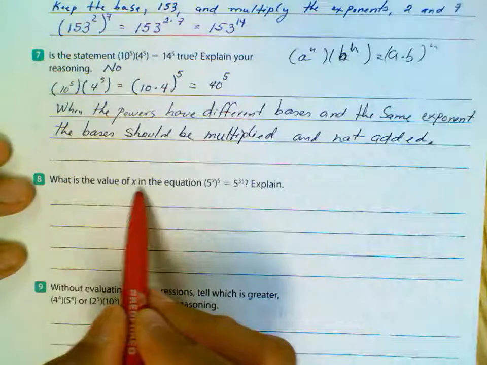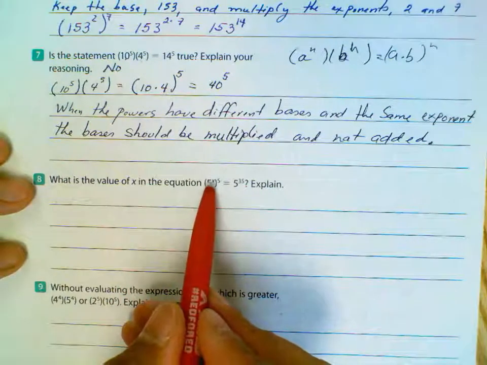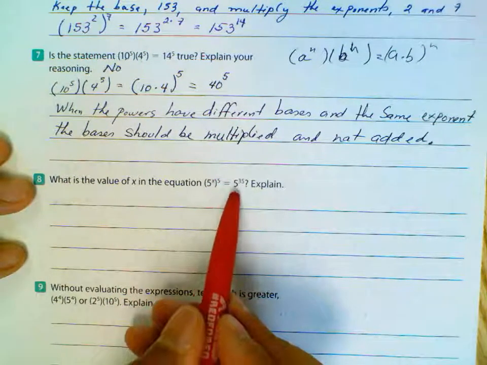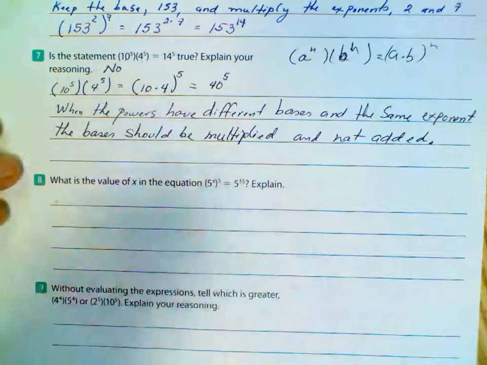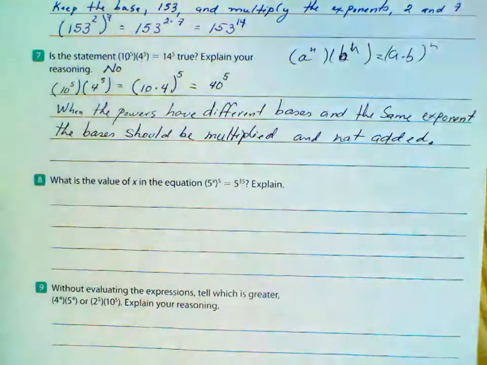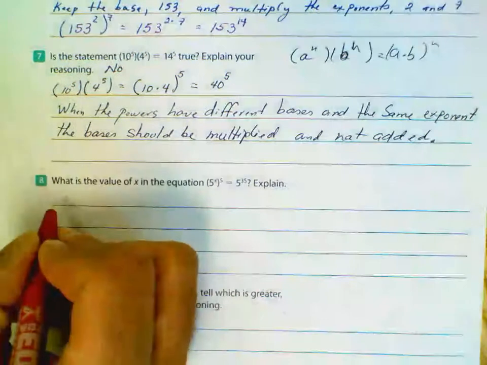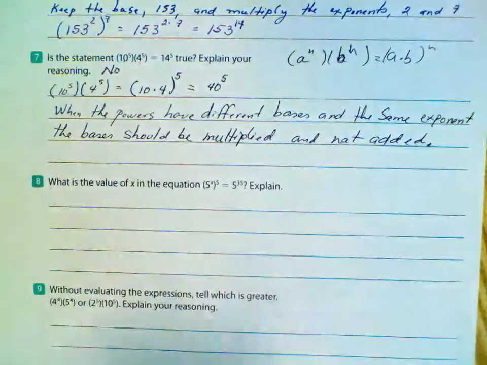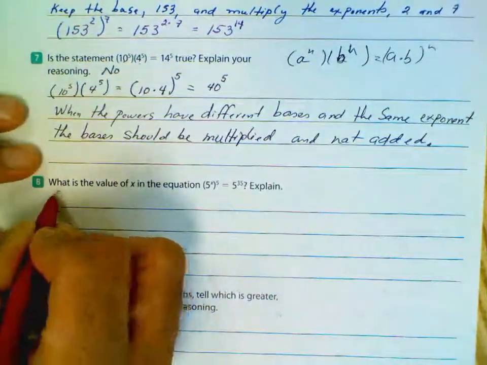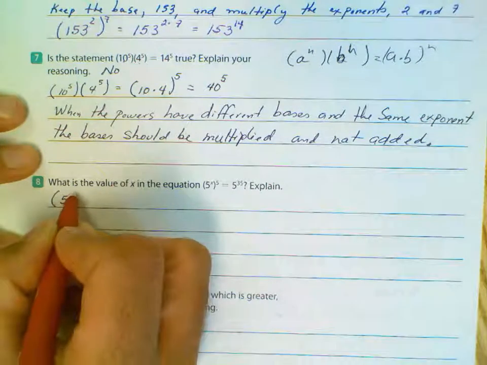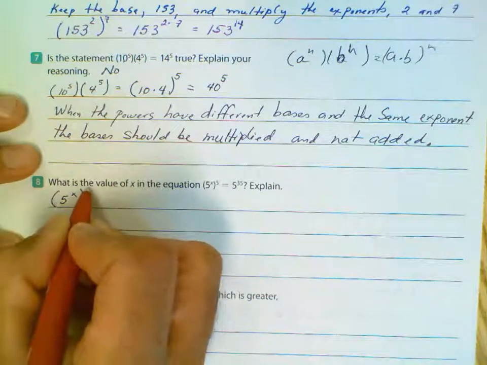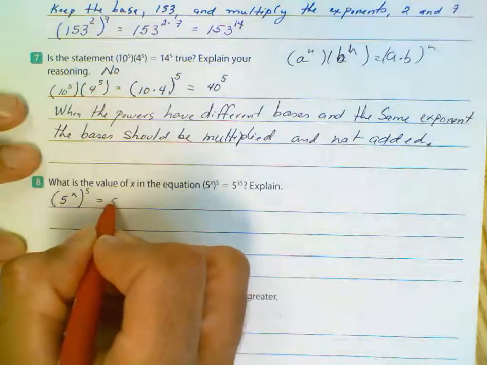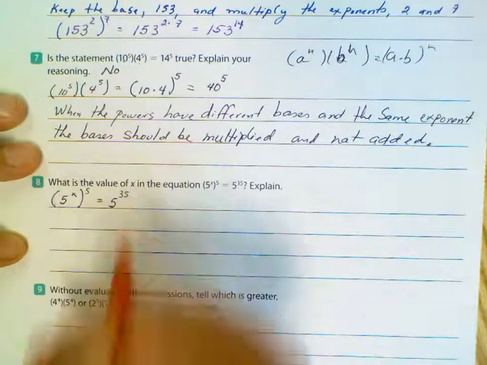So let's move to number 8. What is the value of x in the equation 5 to the x power to the 5th power equals 5 to the 35th power? And then they are asking you to explain a little bit that problem. Okay, so let me write it here again. So I'm going to have a possible explanation. So you have 5 to the x power to the 5th power equals 5 to the 35th power.